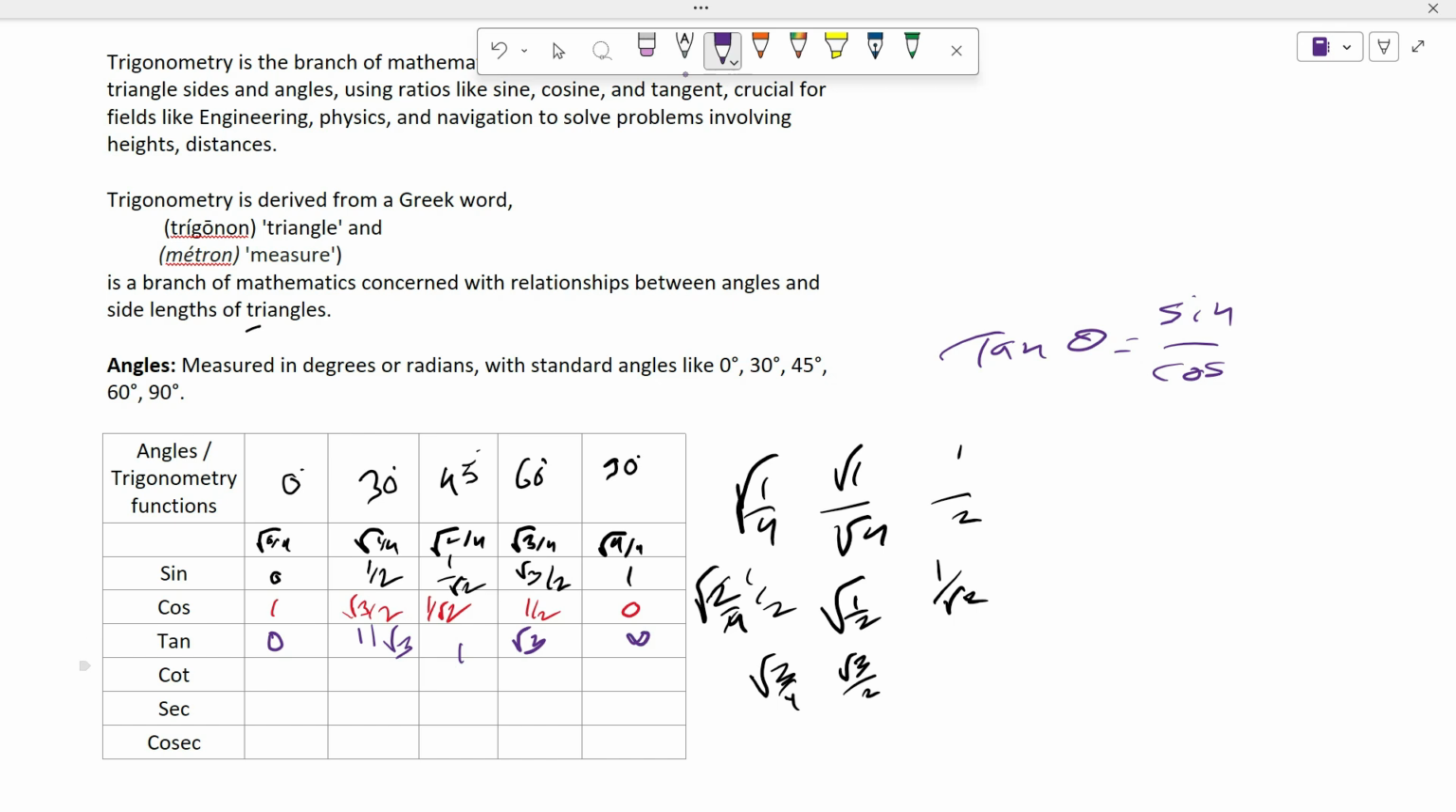And same repetition, cot will be like the inverse of tan. So you will get cot 0 is equal to infinity. This value will come here, infinity. And then root 3. Next 1 by root 3, 0.